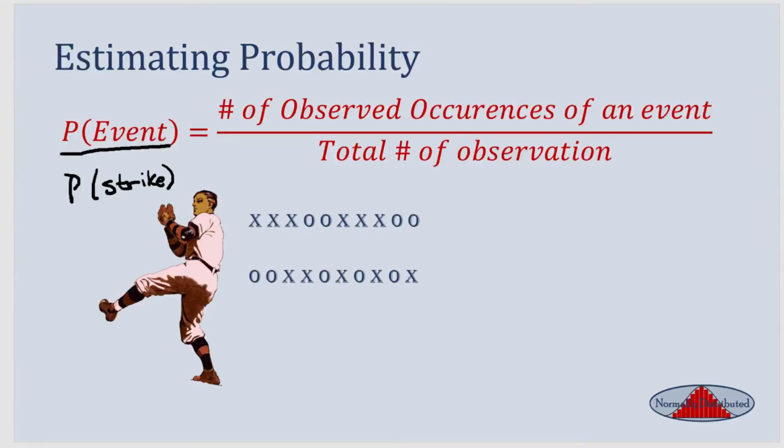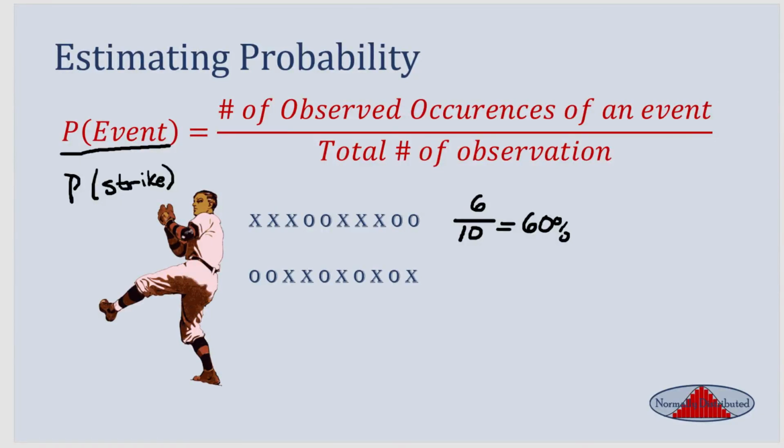So let's go back to our example of the pitcher. Here we have a list of his pitches. We'll just do 10 for now so we don't have to count 100 of them. Let's go ahead and count the first one and calculate the probability that the pitcher will throw a strike, given that we have 10 of his pitches in the past. Now we'll see here we have 1, 2, 3, 4, 5, 6 strikes. So that gives us 6 observed occurrences, and we have 10 total pitches thrown. So the probability that this pitcher will throw a strike is equal to 60%.